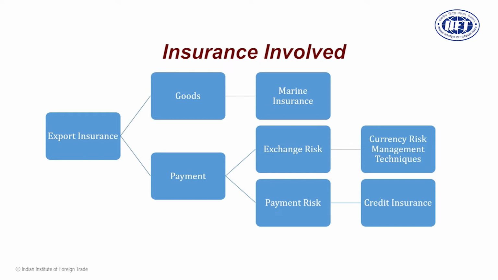Most important thing when we talk about export credit risk is the insurance involved. But when we talk about insurance, we need to understand that export insurance is a broad area. Export insurance covers both coverage of goods as well as risk related to payment. The risk related to goods are mainly covered by marine insurance. Whereas when we talk about risks related to payment, there are two. One is related to exchange and the other is related to realization of payment.